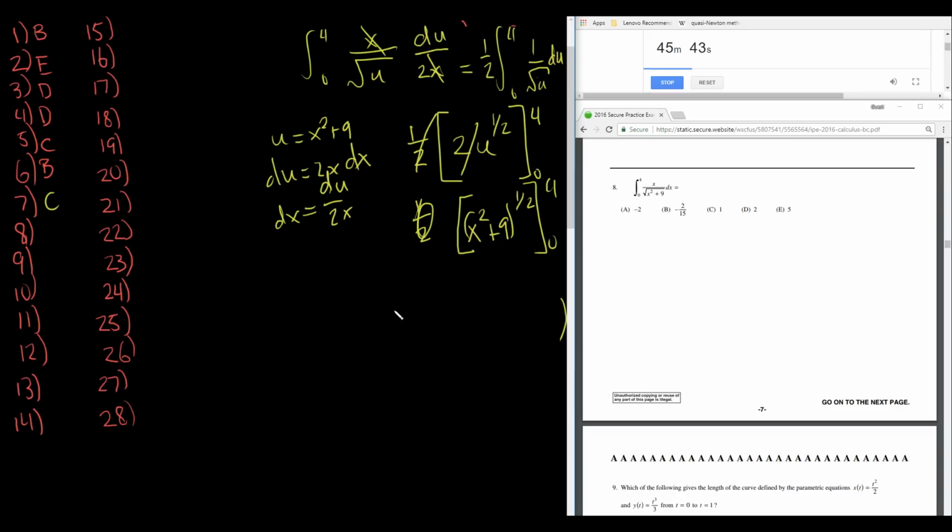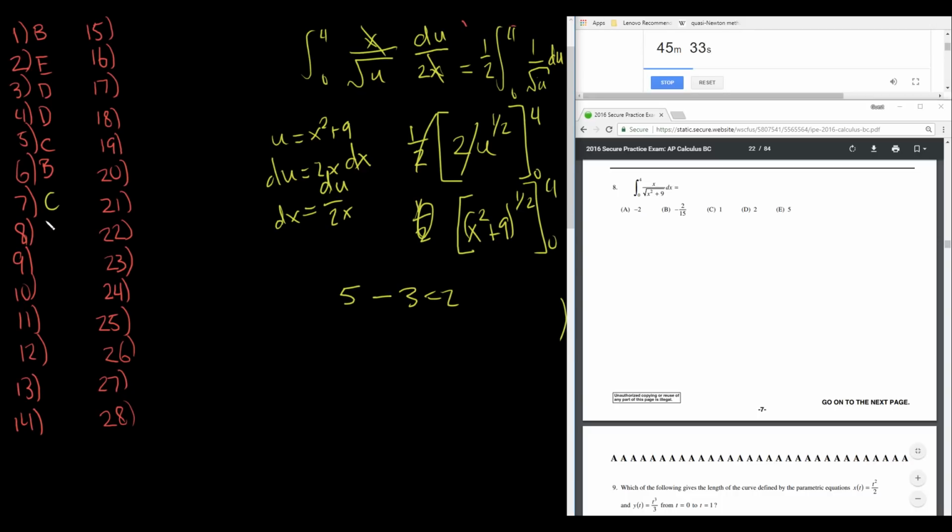So we plug in 4, and we get 16 plus 9 to the 1/2 is 25. Square root of 25 is 5, minus 9 to the 1/2, which is 3, equals 2. Okay, answer is D. And let's do some erasing.